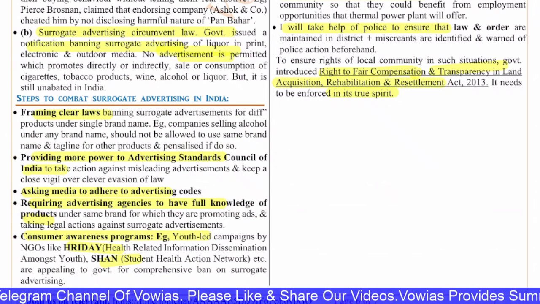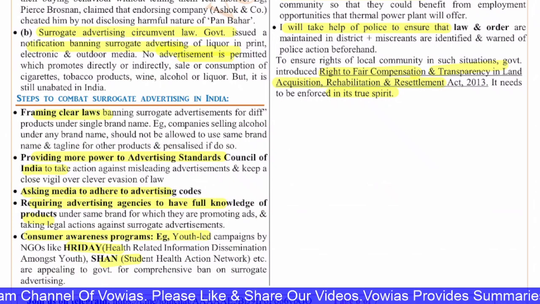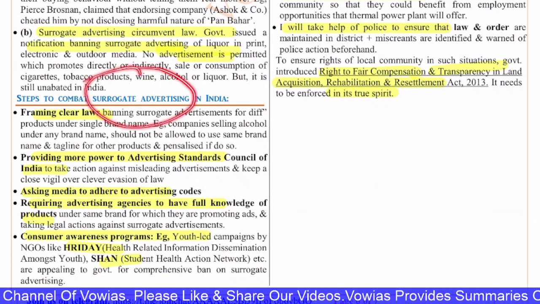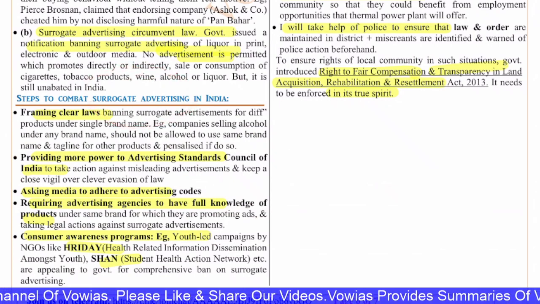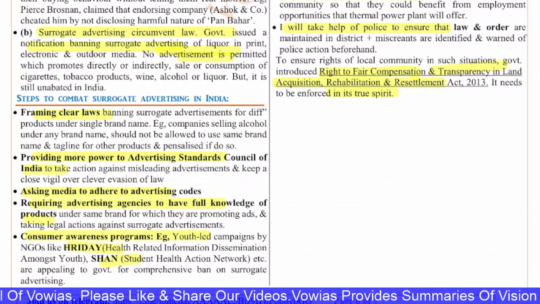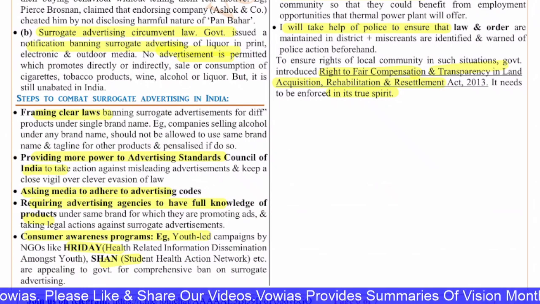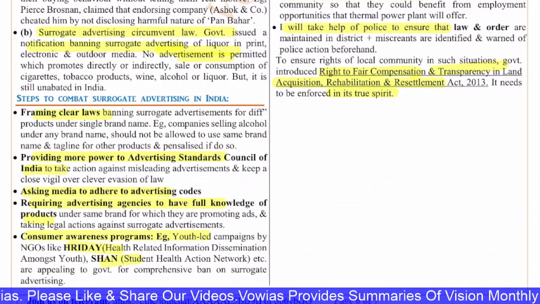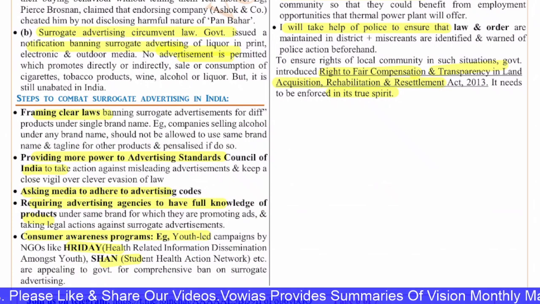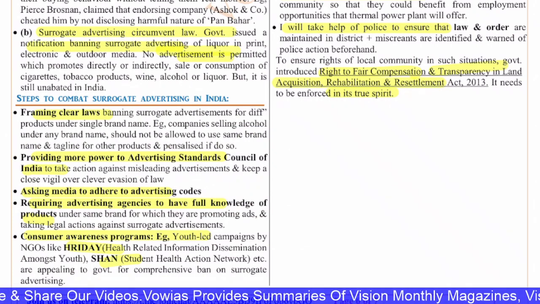Because the real intention of the government is to drive people away from this. But because of surrogate advertisement, the brands are still in front of the people. They are not going away from the people. So the government has to take cognizance of these things, pass stricter laws, punish the people, and fine the companies which are following these practices. Okay, so these are the things.